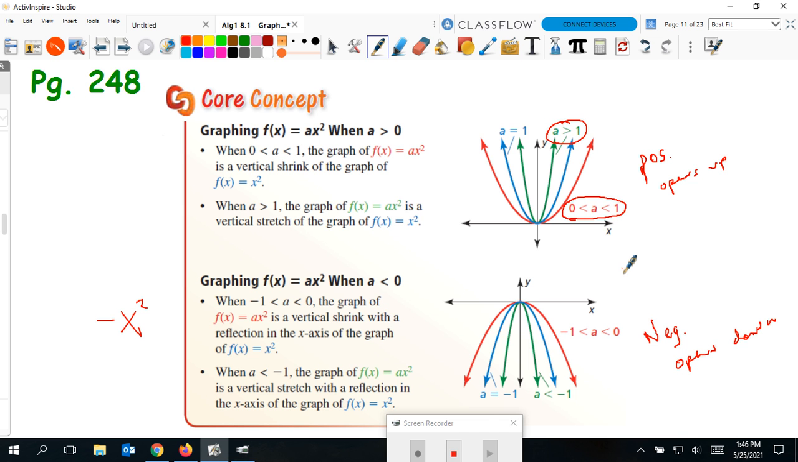So if you have a penny, it's going to be wider. If you have 99 cents, it's still going to be wider than the parent function. Once you get to the dollar, right, once you get to $1, it is the parent function. And once you get more than $1, like $1.02, $1.25, or something like that, now it's going to get narrower. That's just talking in terms of money.